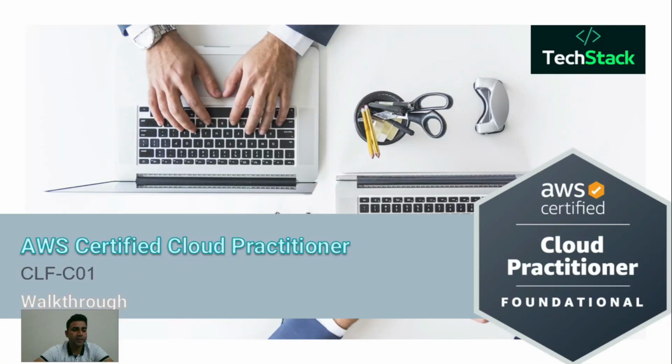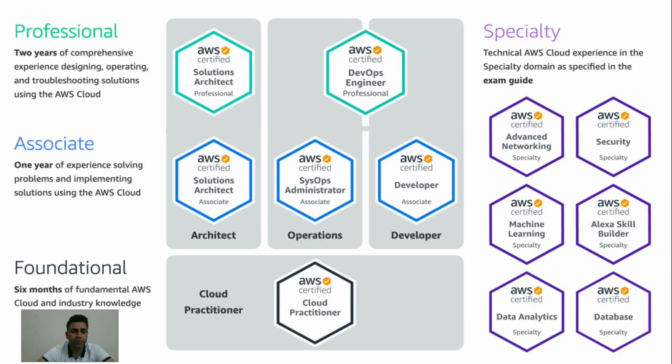Let's start our Cloud Practitioner walkthrough for the certification CLF-C01, that's called AWS Certified Cloud Practitioner. This is the whole organogram of the different types of certifications provided by AWS. At the very bottom there is a foundational course that is equivalent to 6 months of fundamentals of AWS Cloud and industry knowledge, that's called the AWS Cloud Practitioner exam.